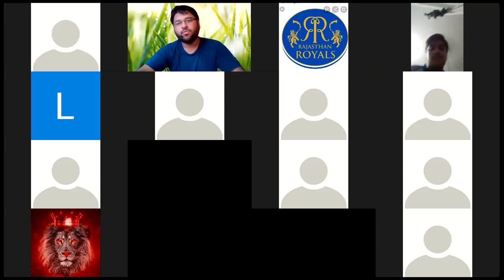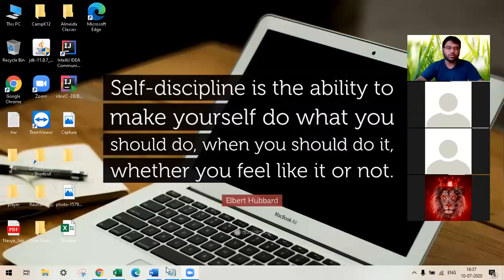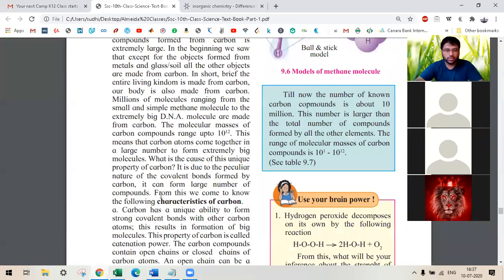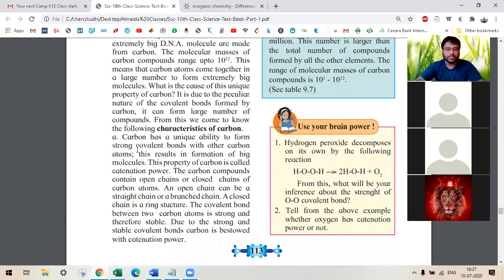5, 4, 3, 2. Do you know the answer? 2, 1, 0. Okay, you don't know the answer. It means. Risa, can you see this part? Can you see my screen? Yes. See what it is saying.